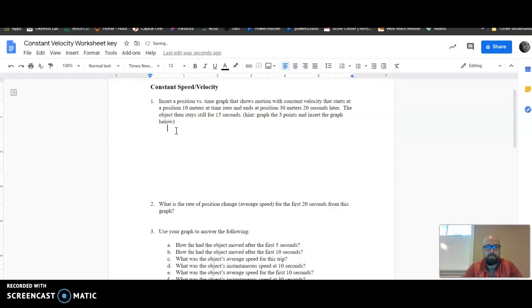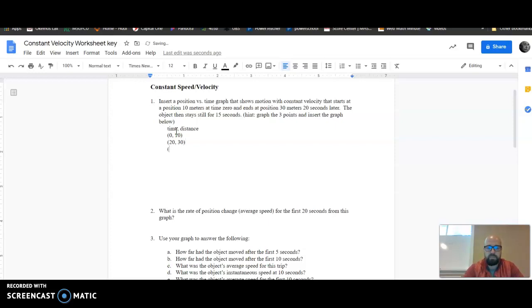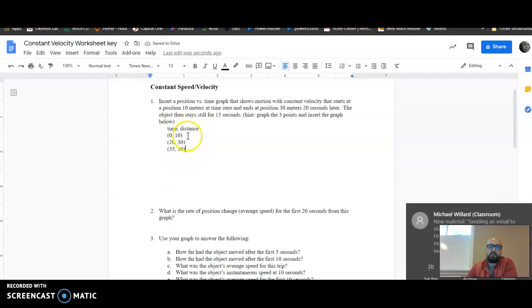If you do that, we're making basically a time and distance, or time and position, graph. So my first point at time 0 is at a position of 10 meters. If I'm thinking XY coordinates, that's the first spot. The second one is at a time of 20 seconds, where the object has moved to a position of 30 meters. And lastly, the object stayed there for 15 seconds. So at a time of 35, it's still at a position of 30. Those are the 3 points I'm looking at graphing.